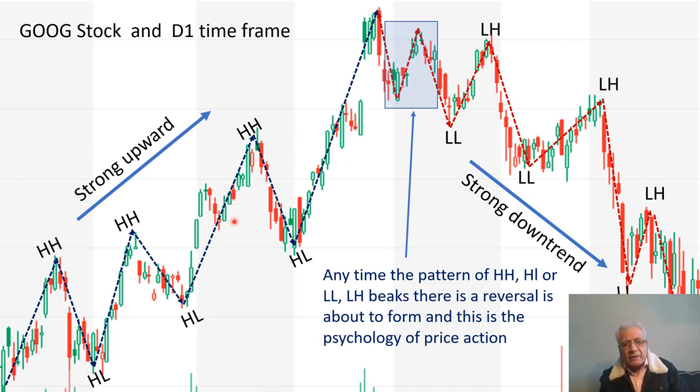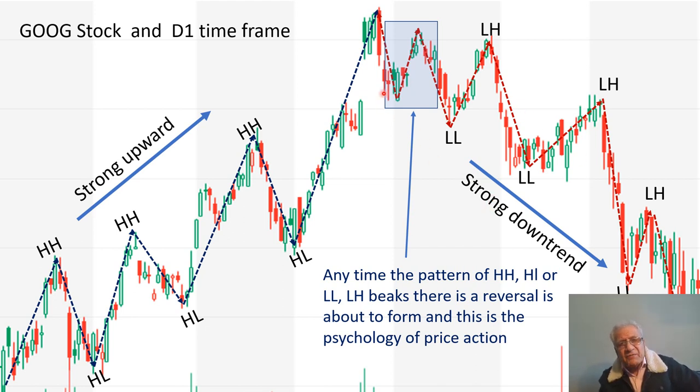So this is the characteristics of an uptrend. Now look at the characteristics of a downtrend. The same thing, but the length of swing low is bigger than the length of swing high. This is bigger than this. Again, this is bigger than the other one. And also the lower high, this lower high is lower than the previous one. This is lower than the previous one. So that is the characteristics of a strong downtrend.